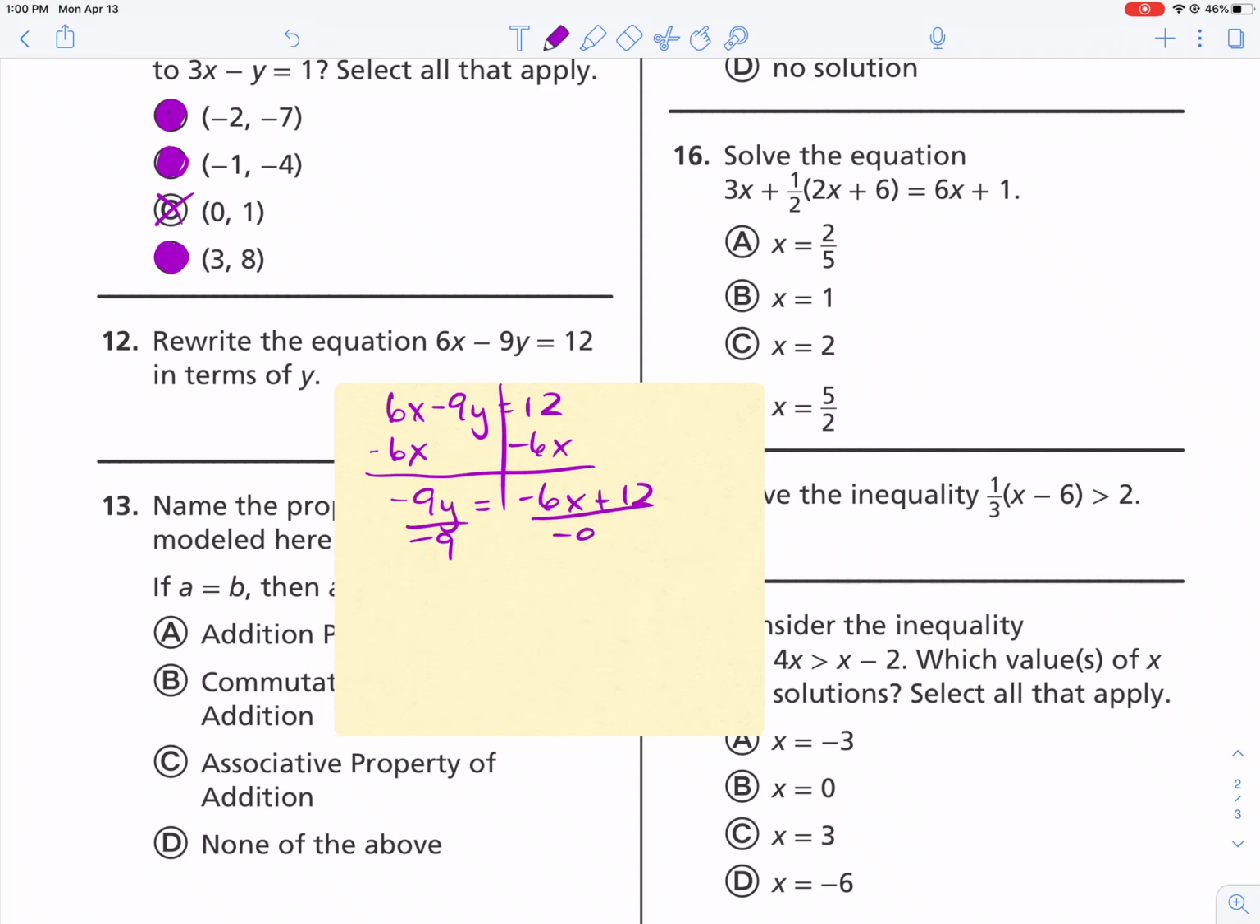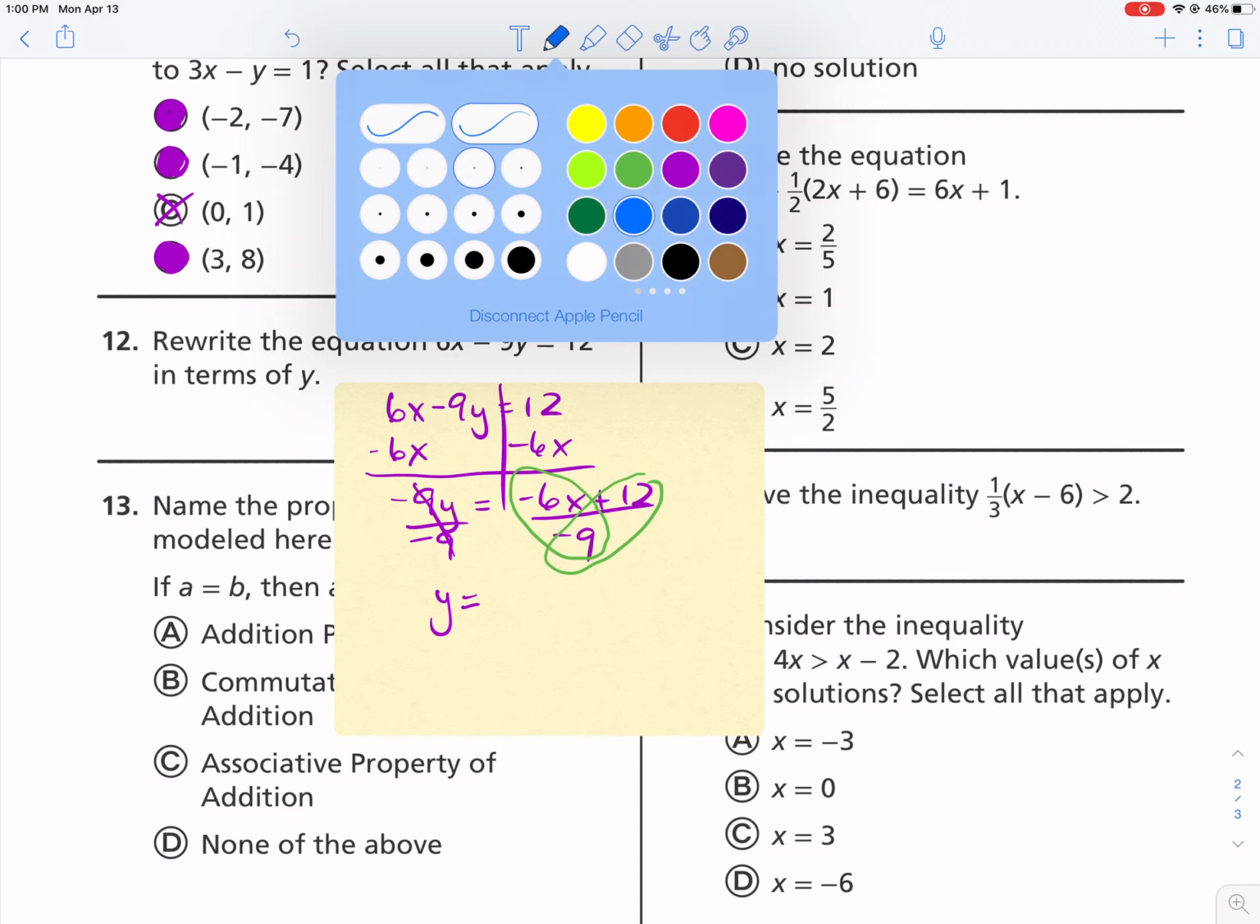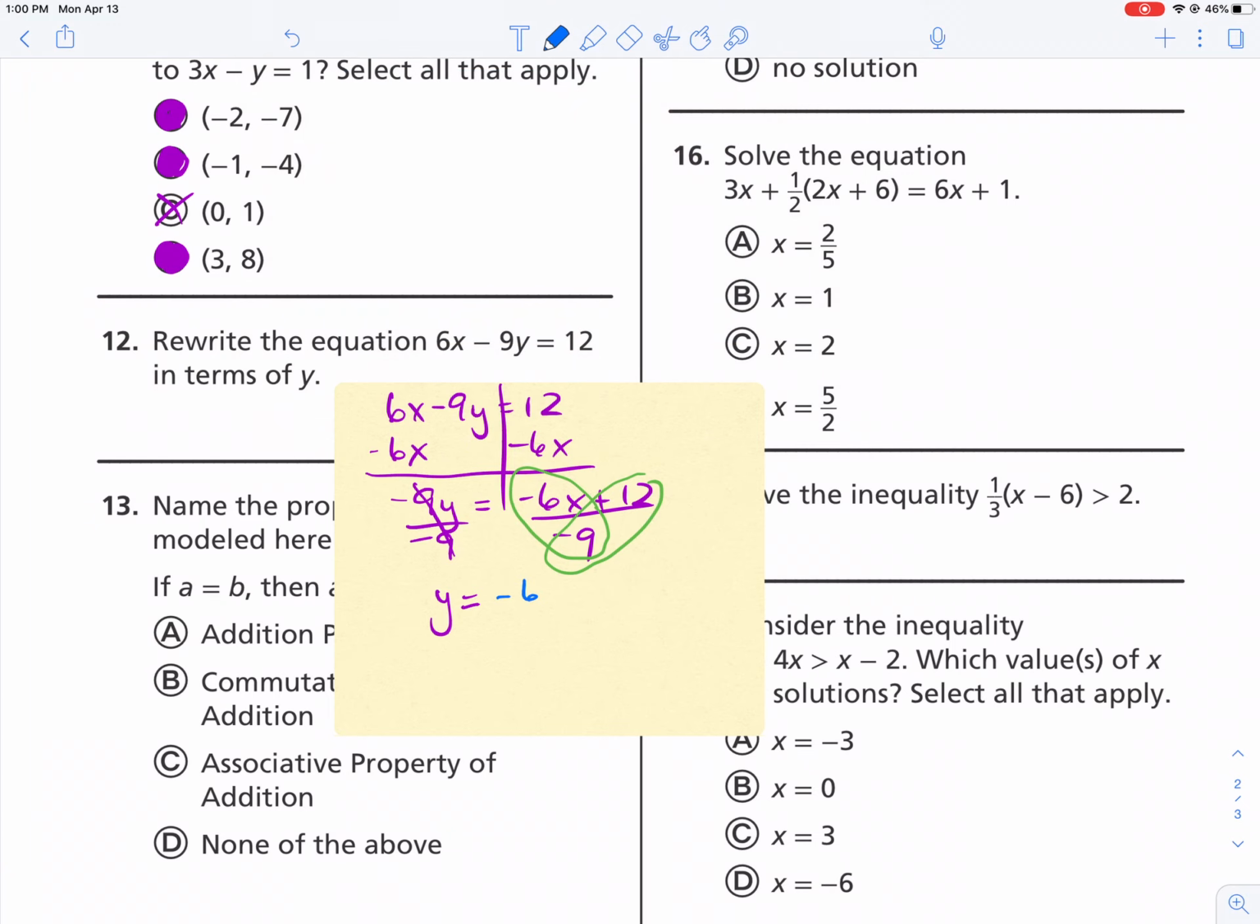Divide by negative 9 to get the y by itself. And again, we're going to use our butterfly method. Oh, don't forget the negative. So I'm going to have negative 6 over negative 9x plus 12 over a negative 9. So I have a negative over a negative for my slope. It gives me a positive, so I have 6 over 9x minus 12 over 9.